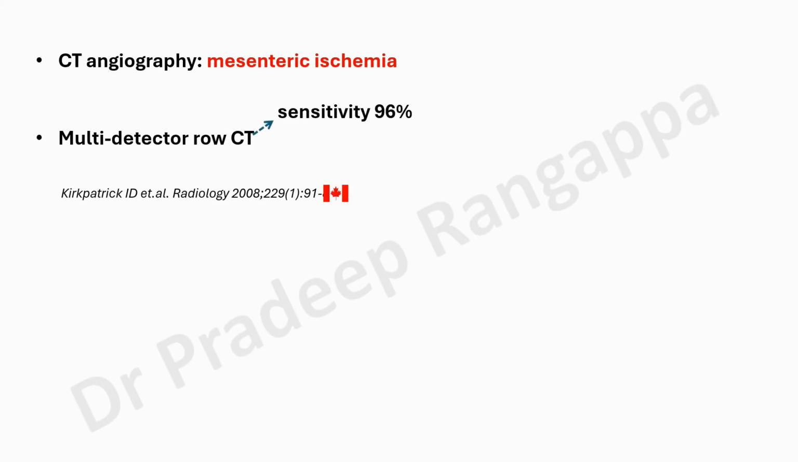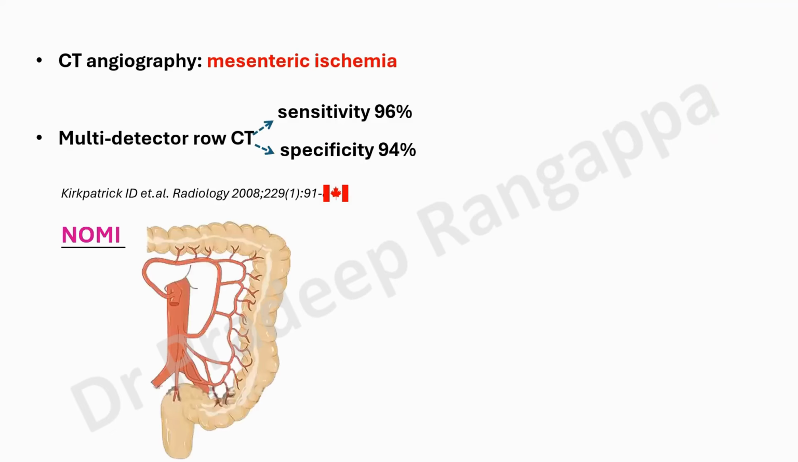So there's multi-detector row CT, which has a sensitivity of 96% to pick up non-occlusive mesenteric ischemia or mesenteric ischemia, with specificity of 94%. So there is an entity. Not necessarily all the patients who present with abdominal pain with these findings can have obstructive mesenteric ischemia.